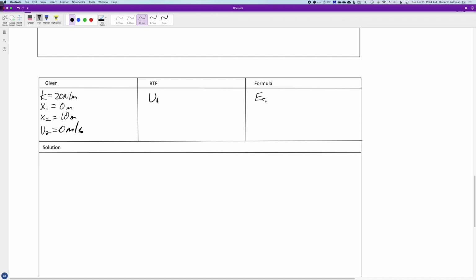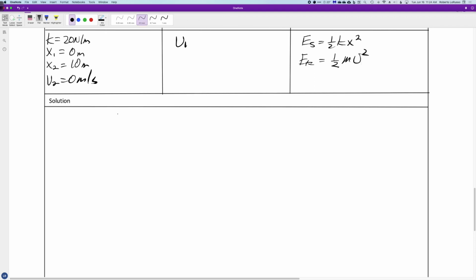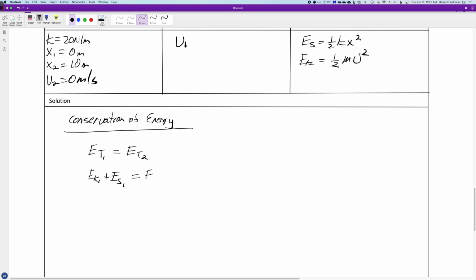All right, so we know that the energy of the spring is equal to 1/2 kx squared. Kinetic energy is equal to 1/2 mv squared. Well, we don't really need a diagram for this one. I mean, we could make one, but we're not going to. We're just going to go right into it with the conservation of energy. So in this case, we're trying to find the initial speed. So I'm going to have ET1, the total energy at the beginning, is equal to the total energy at the end. So that's the kinetic energy plus the spring at the beginning is equal to the kinetic energy plus the spring energy at the end.